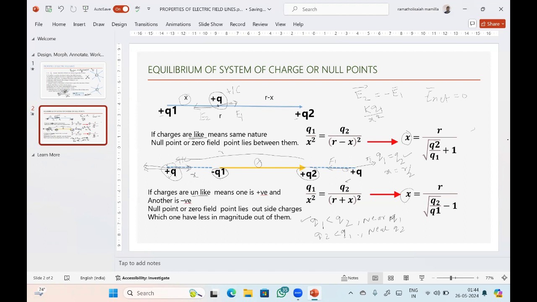So this is about electric field properties and the null point concept. The field due to a ring, solid sphere, charge sheet, infinite charge sheet, and some related cases I will explain in the next class.